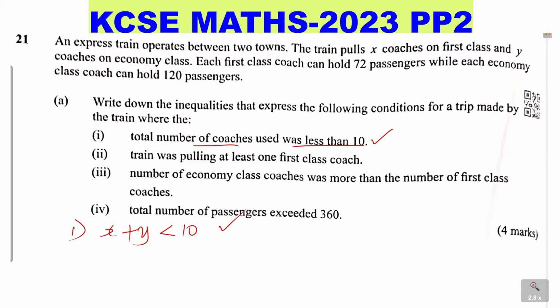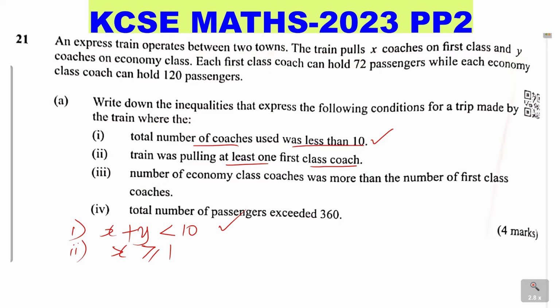The second one, Roman 2, train was pulling at least one first class coach. So remember, the number of coaches for the first class is represented by X. So that should be at least one. At least one means greater than or equal to 1. We are going to write that using this inequality: X should be greater than or equal to 1. That is the meaning of at least 1.